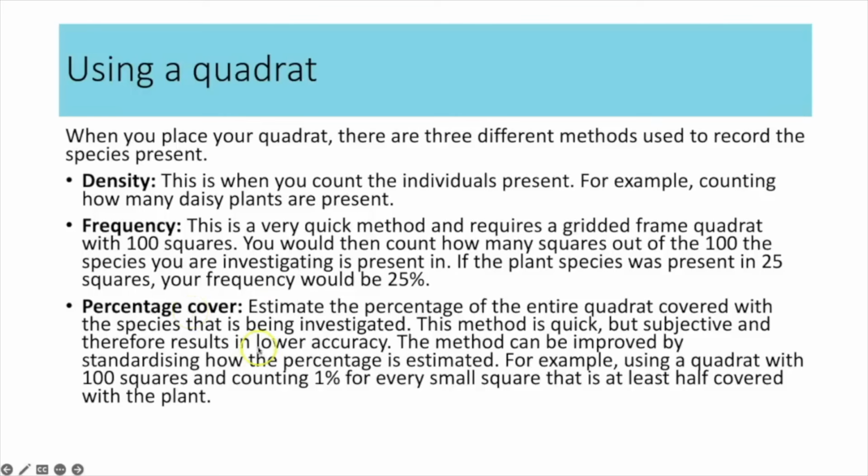Percentage cover is where you estimate the percentage of the entire quadrat covered with the species that's been investigated. This is quick, but it can be quite subjective because you have to do your own estimate. But you can try and improve the accuracy of your estimate by standardizing how you decide on a percentage. And a common way to do this is you would use 100 squares in your quadrat again, but you only count one square as 1% if at least half of that small square is covered by the plant.